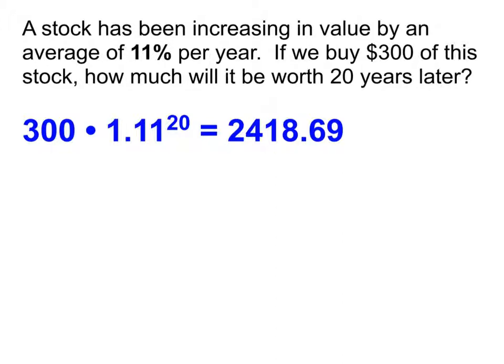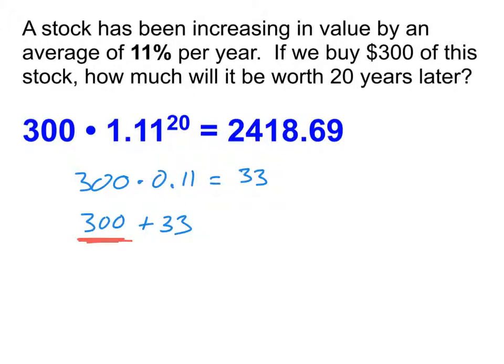Well, think about if I multiply 300 by just the 0.11, I get a really small number, right? I get like 33 in this case. But that 33 isn't my ending amount. I have to go back and do 300 plus 33. Or in other words, I had to do the original amount, which is 300 times 1, plus my new amount, which was the 300 times the 0.11.